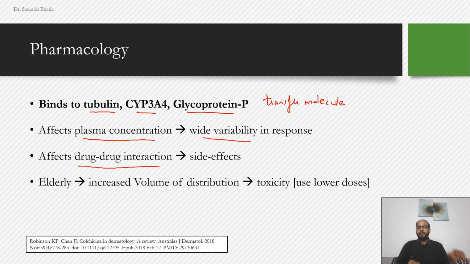Like we have said, any inhibitors of CYP3A4 will increase the quantity of colchicine and will increase side effects. In the elderly, there is an increased volume of distribution, so the chances of toxicity are more. It's better to use a lower dose, a lower threshold of colchicine. Additionally, there are more chances of hepatic or renal impairment in the elderly. So it's always better to start at a lower dose of colchicine or maintain on that, and keep monitoring for liver and kidney damage.